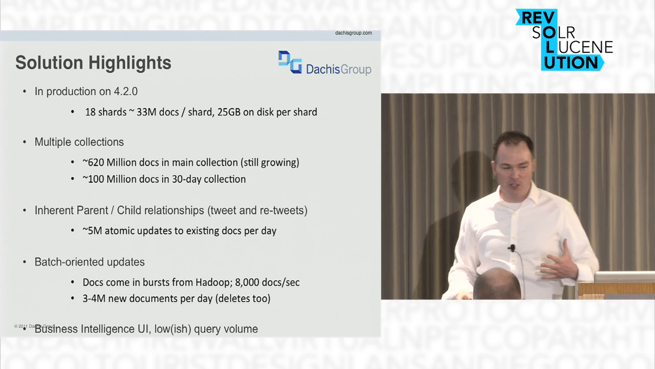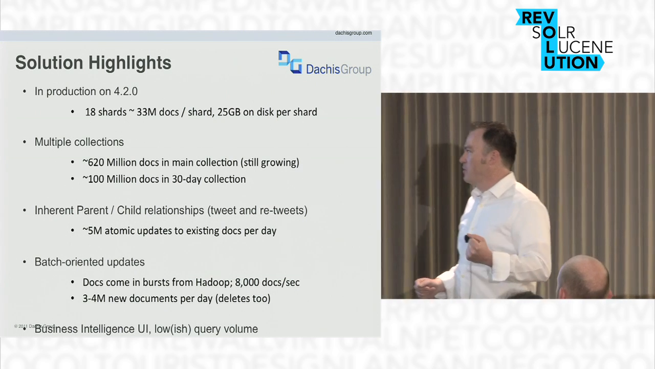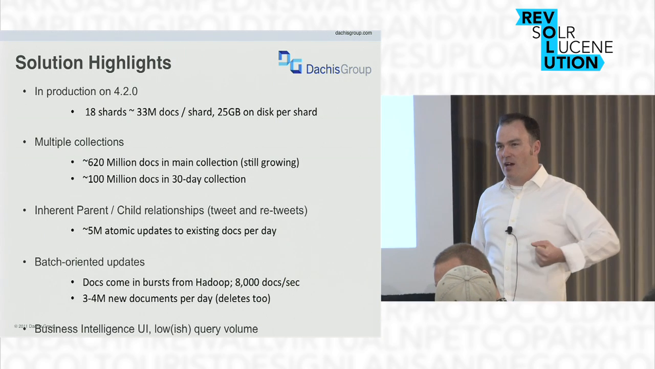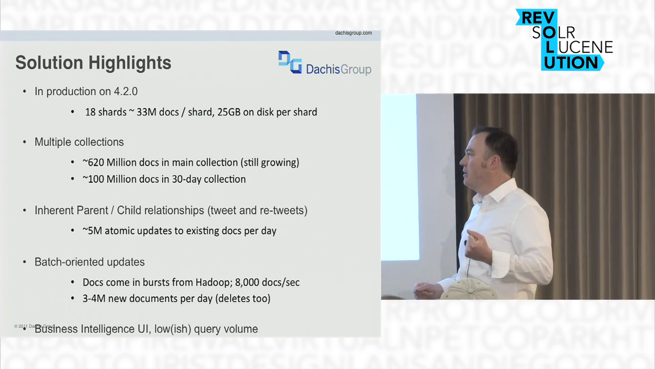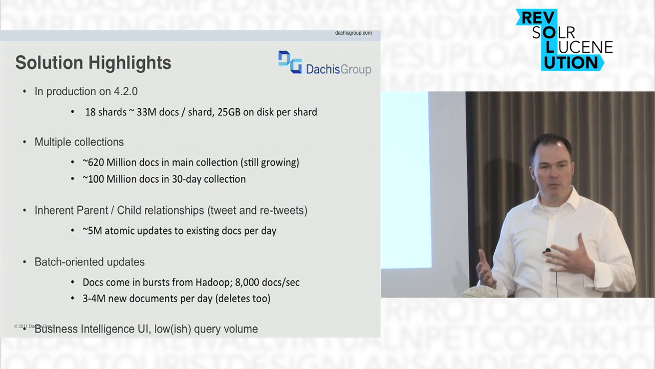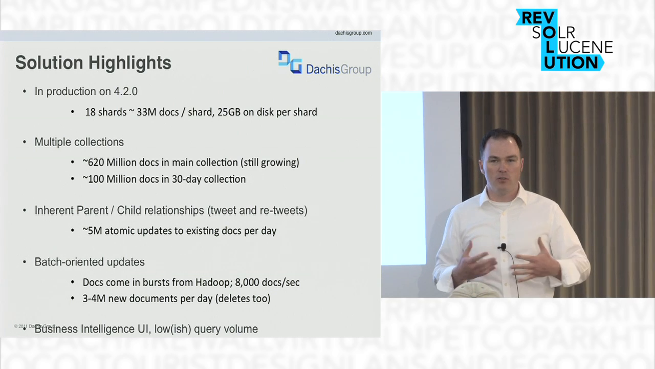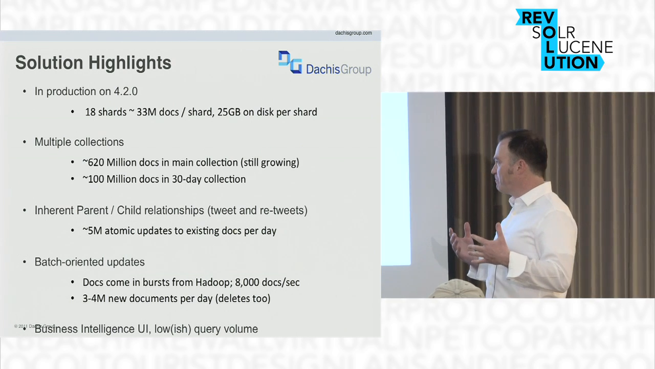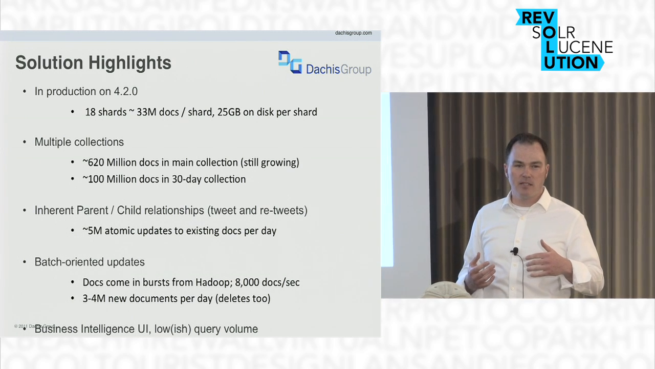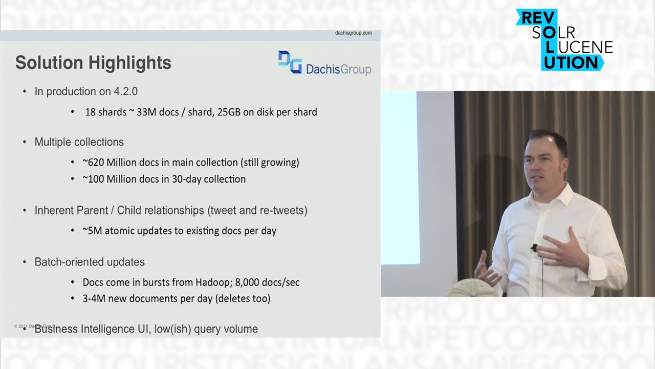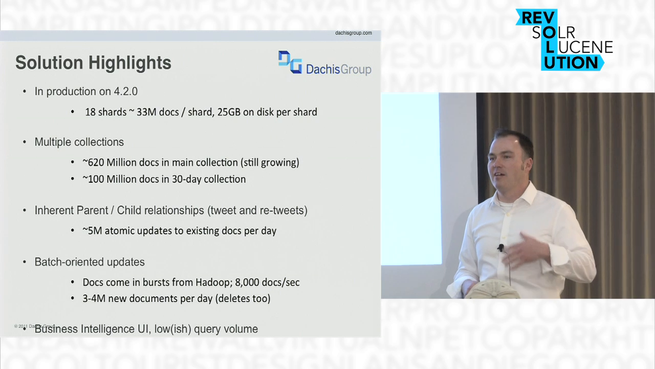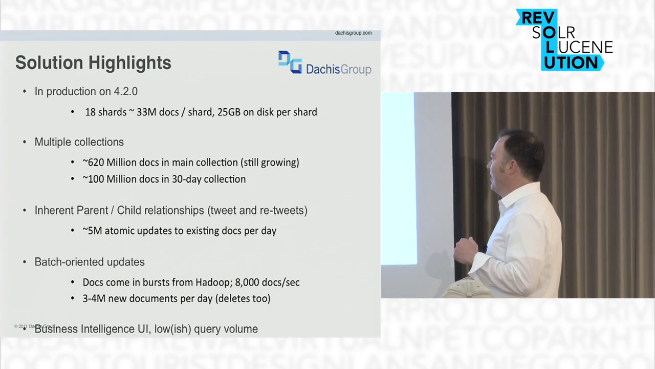So here are some highlights of our solution. As I mentioned, we're in production on 4.2.0. We've upgraded probably 3 times now and are looking forward to the 4.3 upgrade. Right now I have 18 shards with about 33 million docs in each shard, so about 620 million docs. Each shard is around 25 gigs on disk. Most of it is small documents, maybe 10 to 15 fields, a lot of tweets, a lot of short comments, that kind of thing.